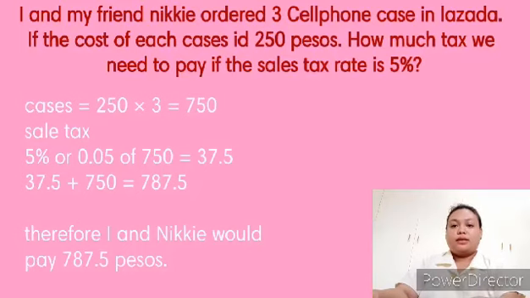So 37.5 plus 750 equals 787.5. So Nikki and I would pay 787.5 including sales tax.